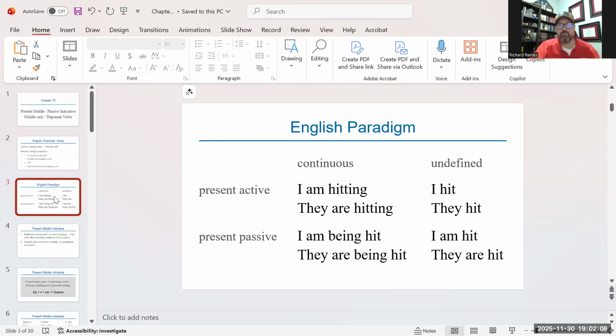And here's a paradigm. In English, we have the present active. I am hitting, or I hit. They are hitting, they hit. And you have the present passive. So you have the active and the passive voice in English. Passive would be I am being hit or I am hit. They are being hit. They are hit.